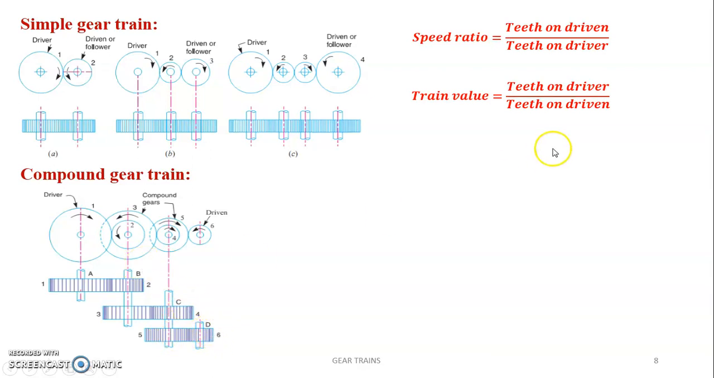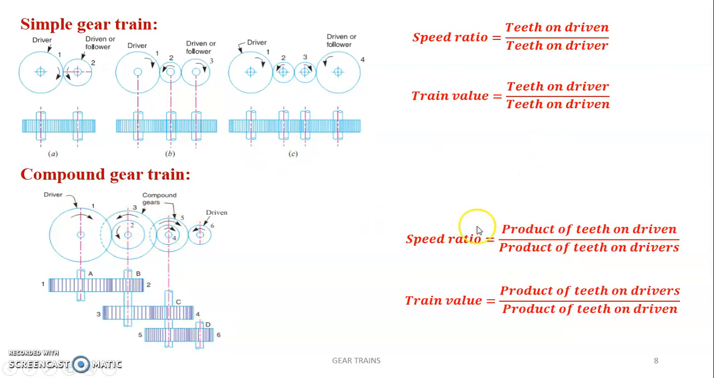The speed ratio in a compound gear train is given as the product of teeth on driven gears divided by the product of teeth on the drivers. Now what is the train value? It is the reciprocal: product of teeth on drivers divided by product of teeth on driven, in case of a compound gear train. So in this example, which are the driver gears?